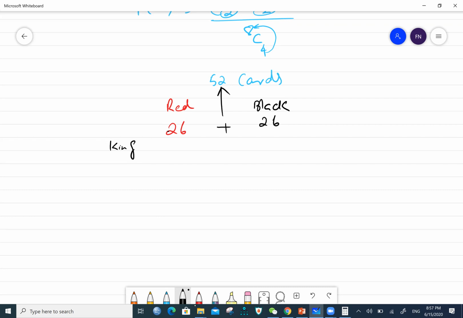Now, 13 king, not king. There were 13 hearts, 13 diamonds, 13 spades, and 13 clubs. Understand? 13 hearts, 13 diamonds, 13 spades, and 13 clubs, and total are 52. Understand?